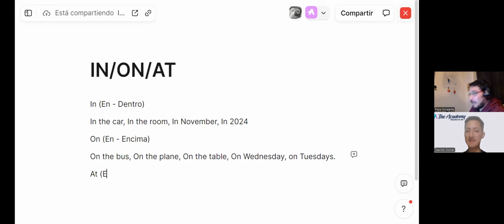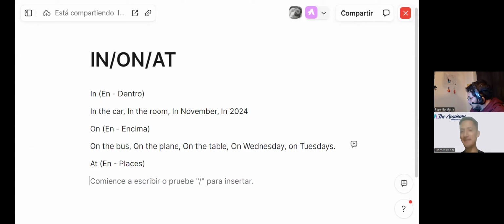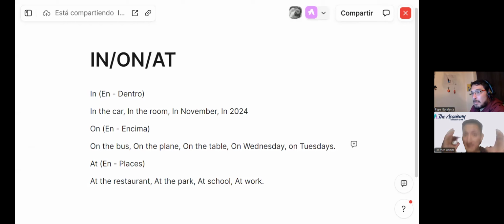And finally, at. This is more specific to refer to places. Usually, at the restaurant, I am at the park, I am at school, at work. We refer to the place, okay? And the exception that doesn't make that much sense is at night.